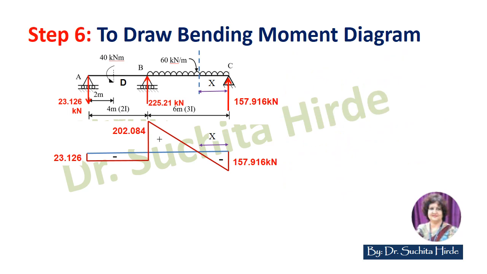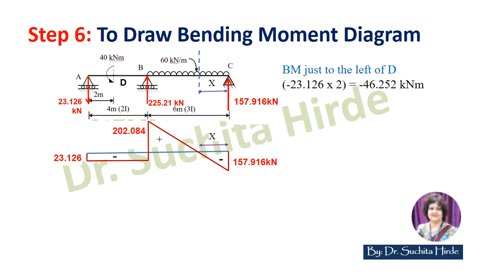Next, we will write the equation of bending moment at D. At point D, there is a moment of 40 kilonewton meter. Therefore, there will be two values at point D, just to the left of D and just to the right of D. We will write the equation considering the left side because it is easy. So bending moment just to the left of D is minus 23.126, which is RA multiplied by 2. Don't write minus 40 here. Though you can see the 40 kilonewton meter moment acting at D, it is at D, not just to the left of D. So it is minus 23.126 that is RA into 2, which is minus 46.252 kilonewton meter.